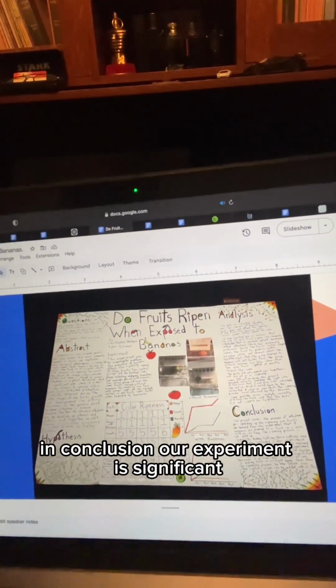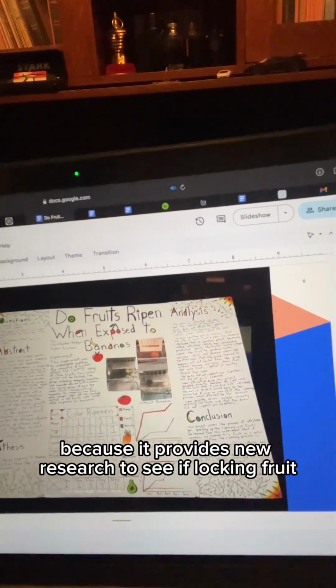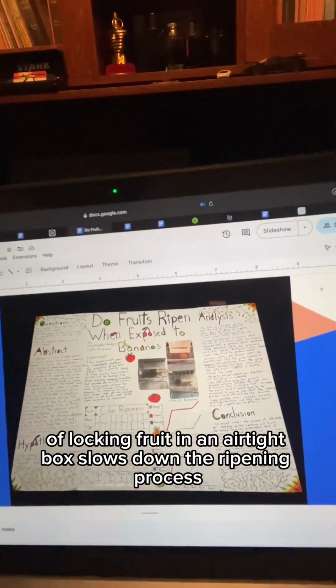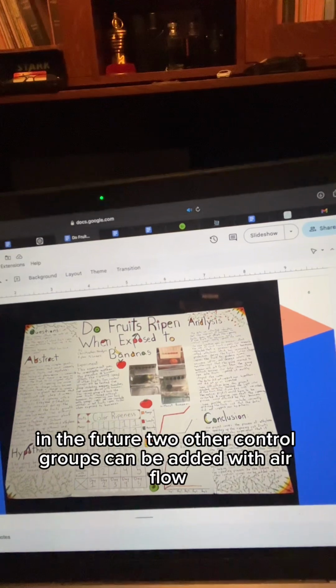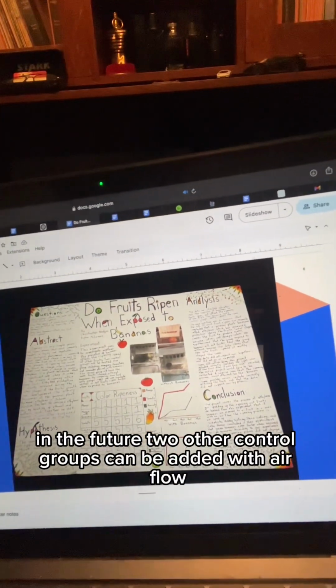In conclusion, our experiment is significant because it provides new research to see if locking fruit in an airtight box slows down the ripening process. In the future, two other control groups can be added with airflow.